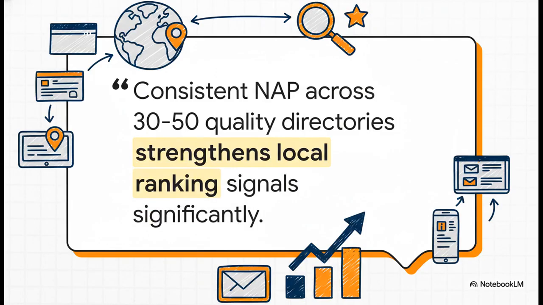And hey, this isn't just my opinion. The expert source for this explainer puts it bluntly. Getting your name, address, and phone number perfectly consistent across, say, 30 to 50 quality websites sends a huge signal to Google. It's one of the best ways to strengthen your local ranking power.